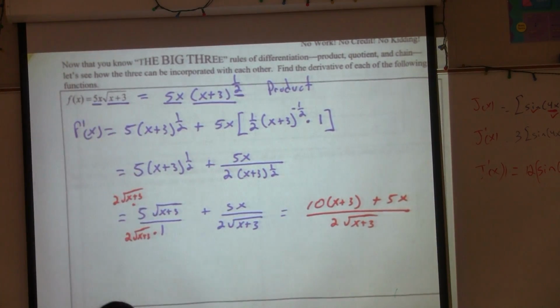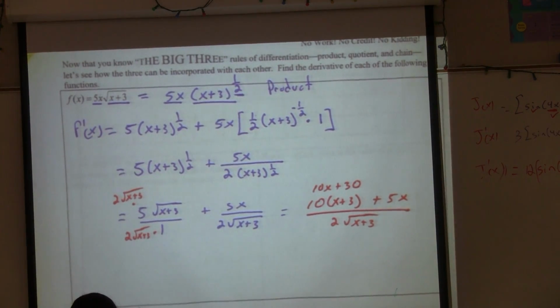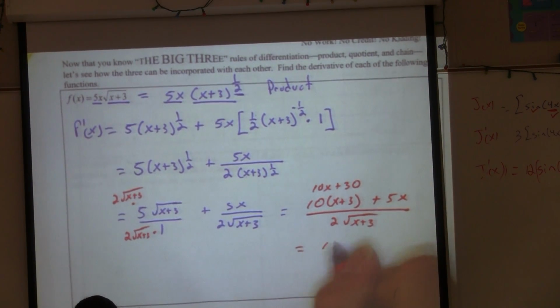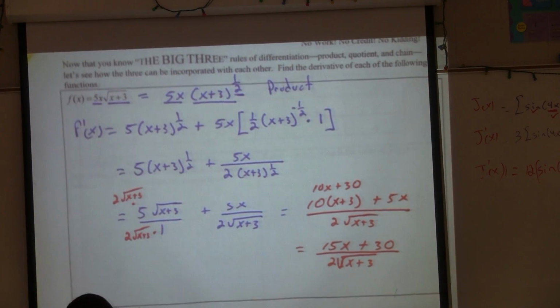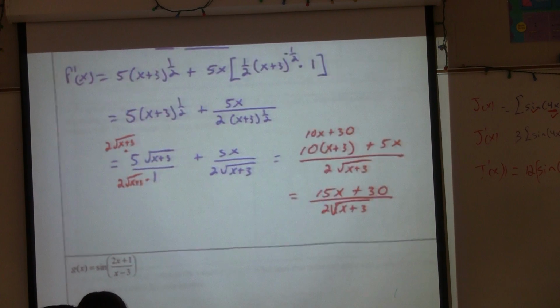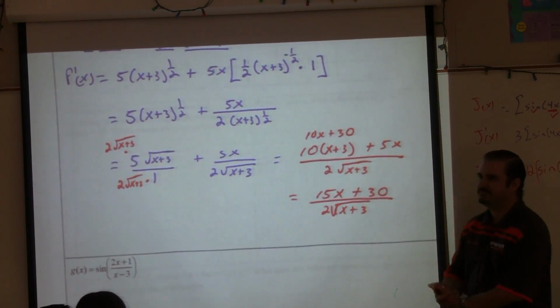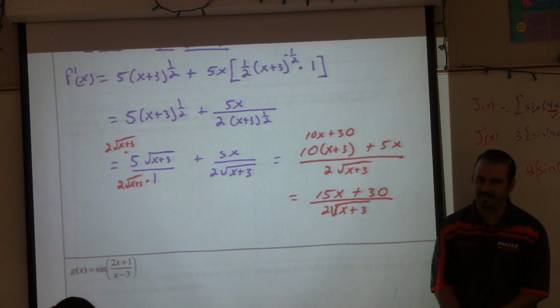Can we simplify even further? So this is 10x plus 30. We can add the 10 and the 5 to get 15x plus 30 over 2 times the square root of x plus 3. Do you want to go further? Yes? What can we take out? 15. A 15? Is that going to help us though, simplify it? No, not really. Because can 15 be divided by 2? So that's good. That's probably how the answer would look.